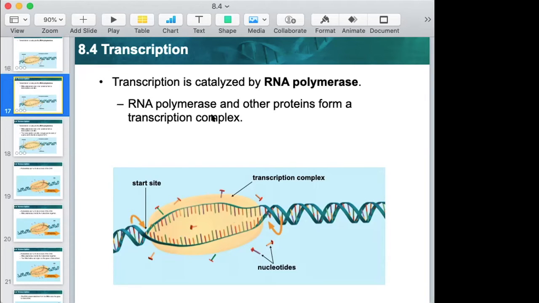RNA polymerase and other proteins form a transcription complex, which this whole thing is right here. The nucleotides out here, and then RNA polymerase around the DNA, pulling it apart, bringing nucleotides that correspond, and making RNA. So this is a different type of polymerase, and this is not during replication. Yeah, that's right. Replication would be DNA polymerase, and that makes more DNA. RNA polymerase makes RNA.